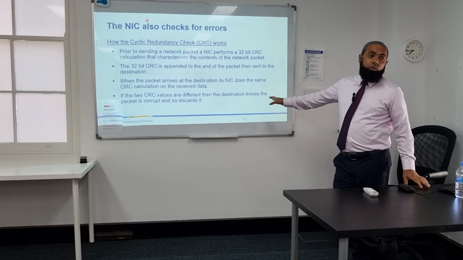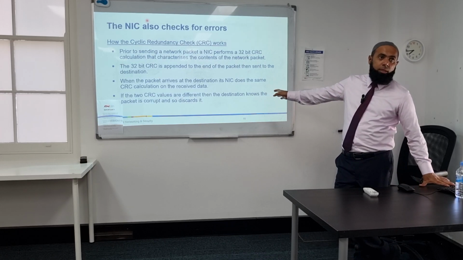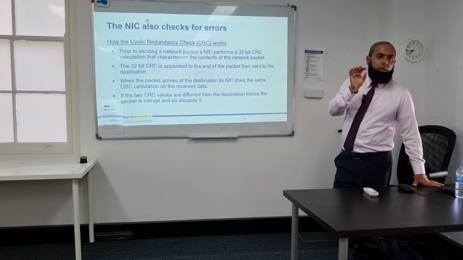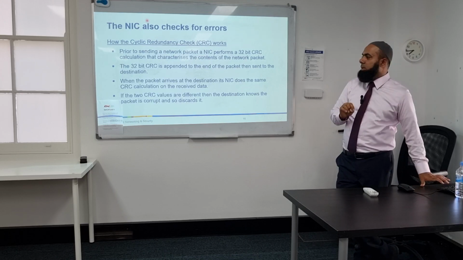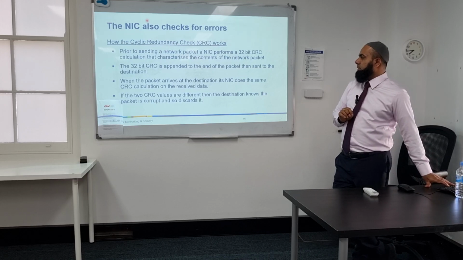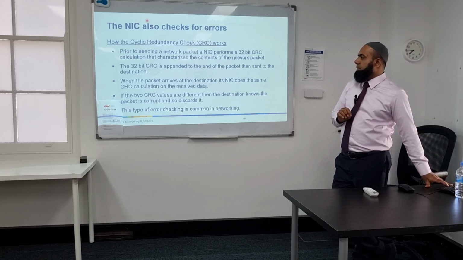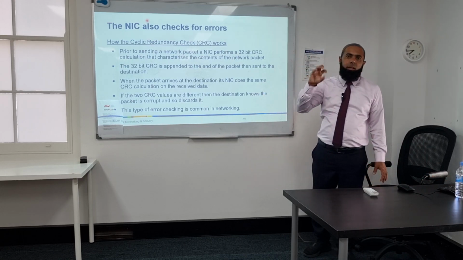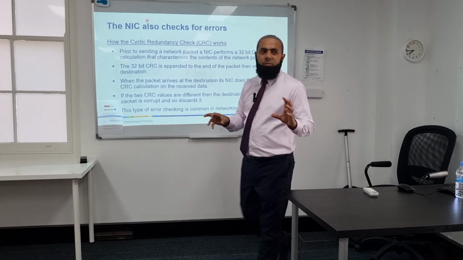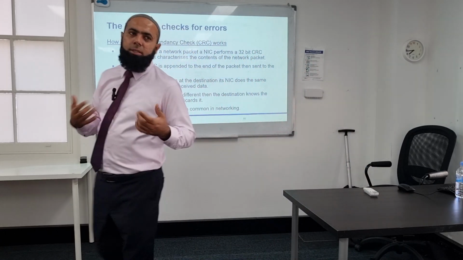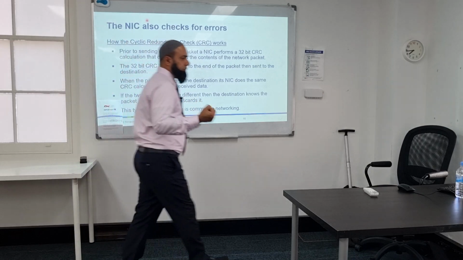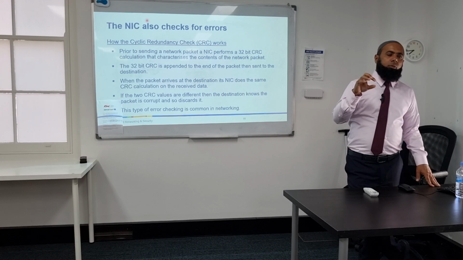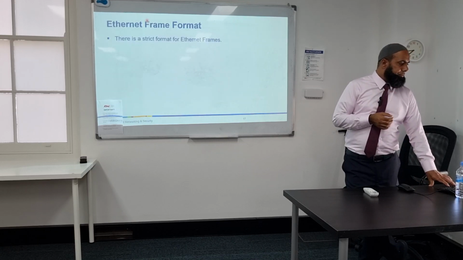So if the two CRCs are different, it will just discard the data. It means that it is not for that particular computer or device, because it is not making the same answer. This type of error checking is common in networking. We will see in more detail how the CRC calculation works, adding the bit numbers together in the lab today, or if we have more time, I will give you a better understanding of how that actually works.